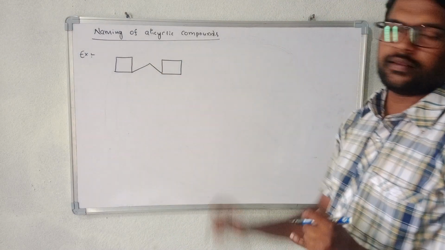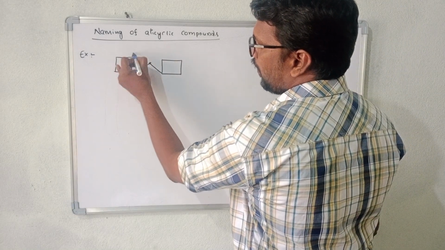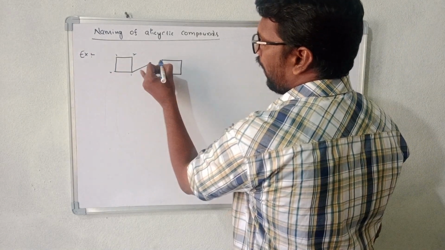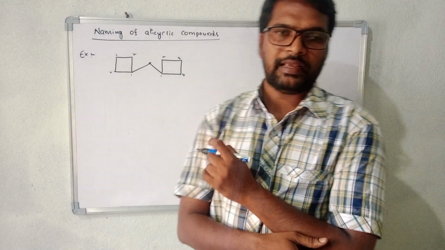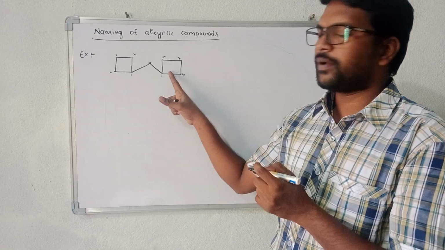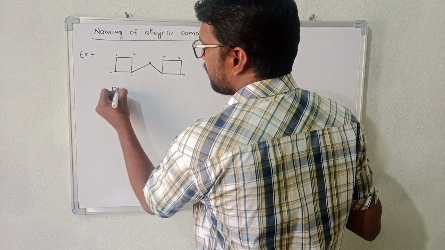Okay, two cyclic rings are present. Here only one carbon is present. So you see 1, 2, 3, 4, and here also the same, 1, 2, 3, 4. So 4-carbon cyclic, cyclobutyl, and here 4-carbon cyclic, cyclobutyl. It is present 2 times. That's why we write dicyclobutyl.